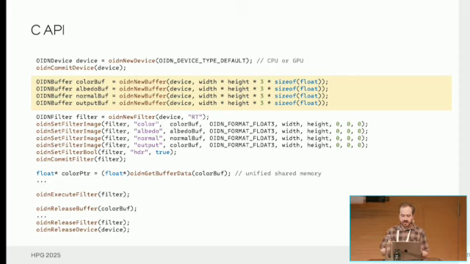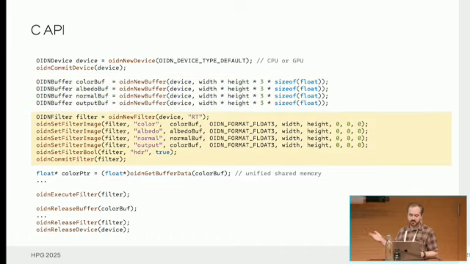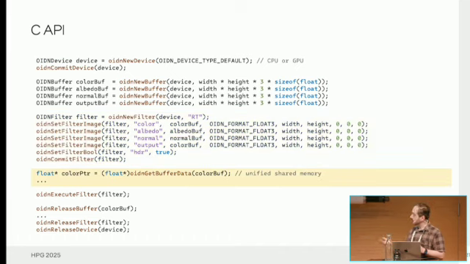Then we allocate buffers for the input and output images in device memory. We then create our filter and set its parameters. Of course, we need to initialize the input buffers at some point, and probably the easiest way to do that is to just do it through pointers that we get to the buffer data. This actually works regardless of whether we have CPU or GPU buffers.